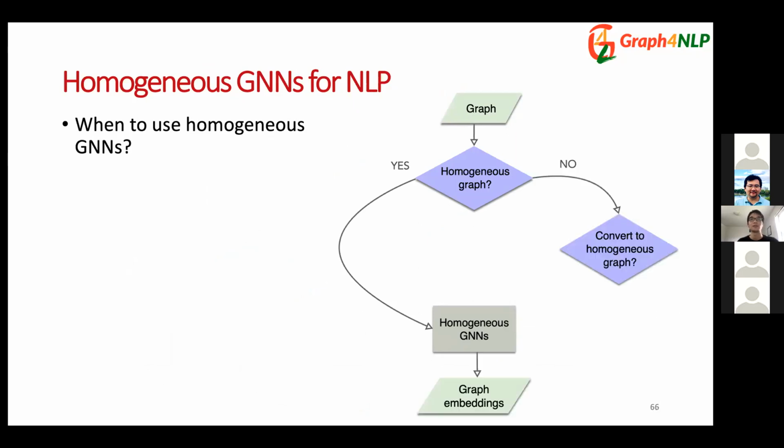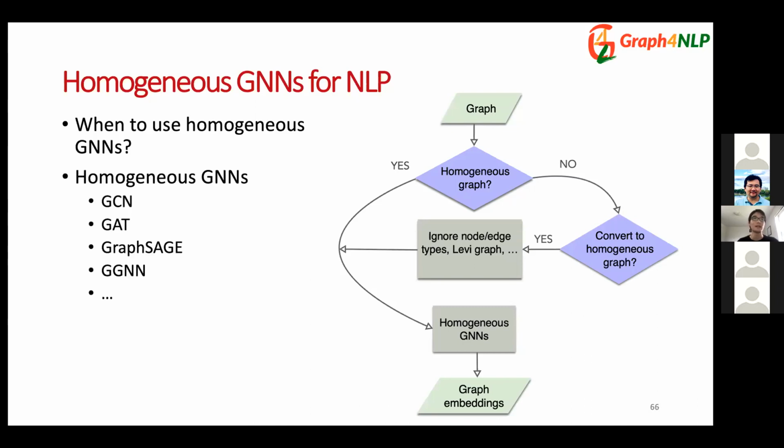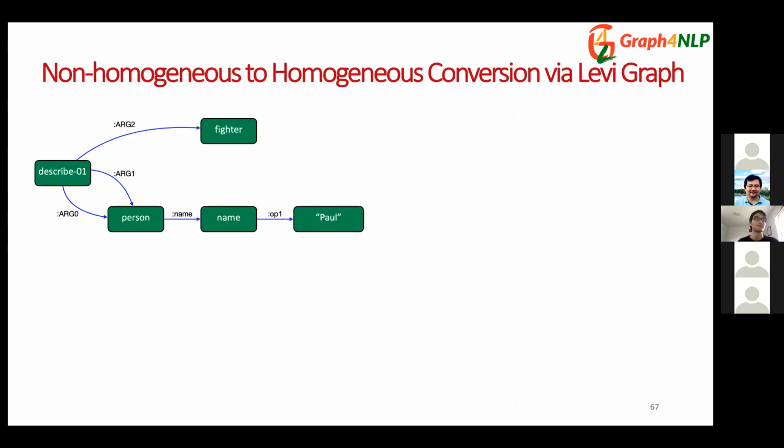GNN. Or it's not a homogeneous graph, but in order to apply homogeneous GNNs, we can choose to convert the input graph to homogeneous graphs by leveraging some techniques, which we will introduce next. So once we get a homogeneous graph, we can simply apply homogeneous GNNs, which include GCN, GAT, GraphSage, and GGNN. Most of the earliest versions of GNN variants belong to homogeneous GNNs.